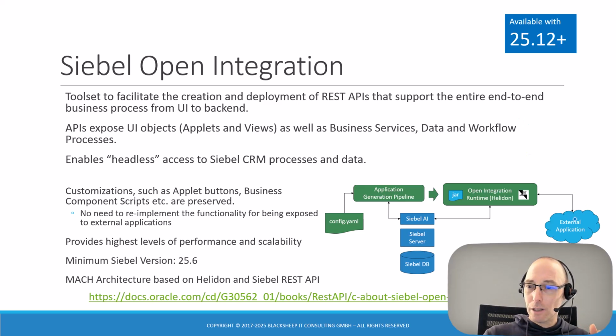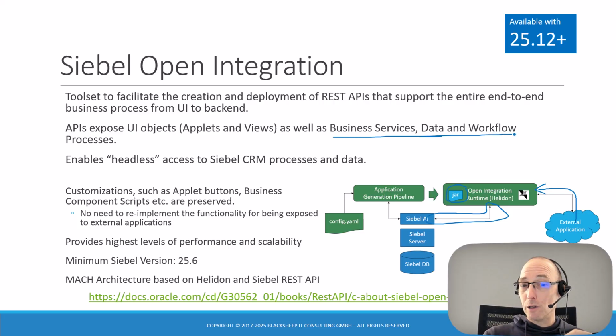You can create an external application that interacts with the Open Integration Server, which runs as Helidon instances, which is Java, so it must have a jar file, and in the jar file it has everything it needs to read the Siebel REST API and provide you not just with business objects, that is data, or business services and workflow, because that's what the Siebel REST API can do out of the box, but also exposes, and that's the new thing, UI objects, applets, and views.